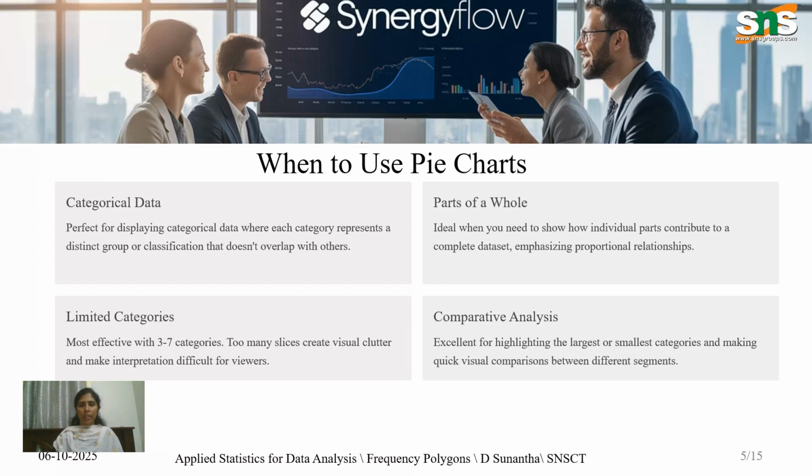Next is limited categories. This will be more effective when we have data for around 3 to 7, or maximum 7 data sets. Then only we will be able to visualize clearly. If the data are more, the circle or pie chart will become overcrowded, which will not be effective. Next is comparative analysis. This will be excellent for highlighting the largest or smallest categories and making quick visual comparisons between different segments.